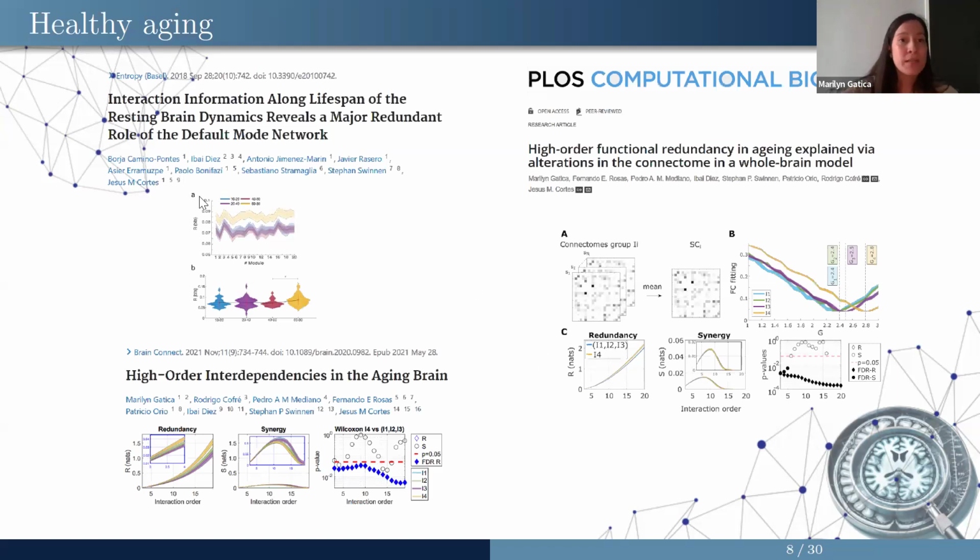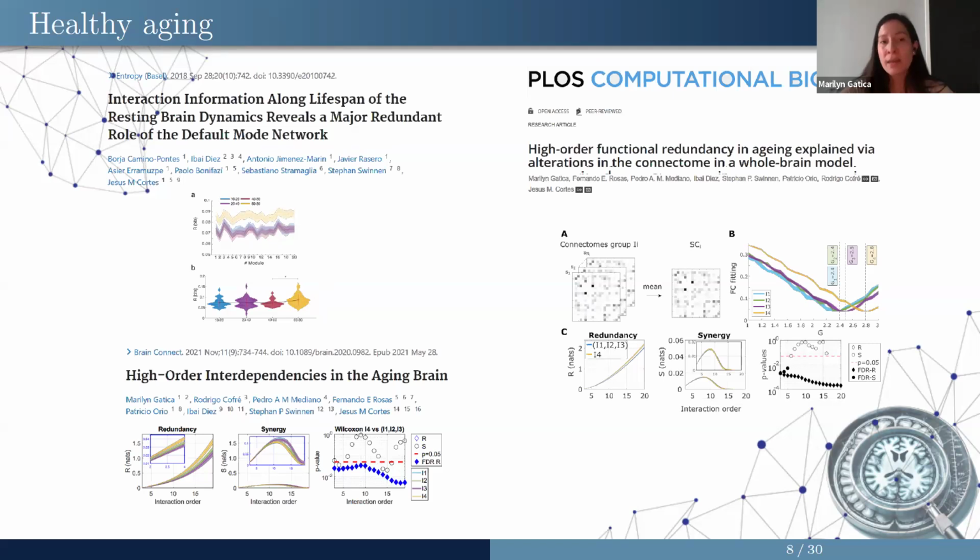So for example, here in the first figure, we have this result of Borja Camino Pontes in 2018, where he analyzed triplets in healthy aging. In the yellow color, we have here the older population. And they observed that the older population was more redundant than the youngest one. Here also you have the distribution of these redundancy values.